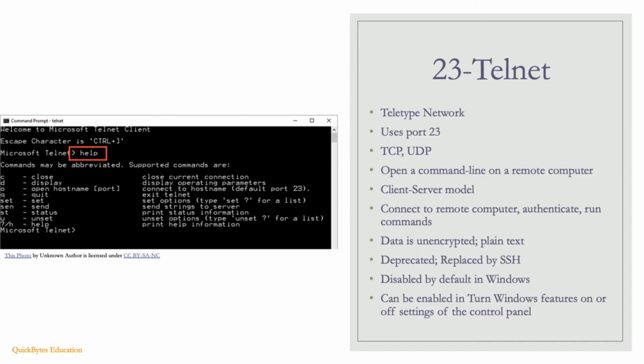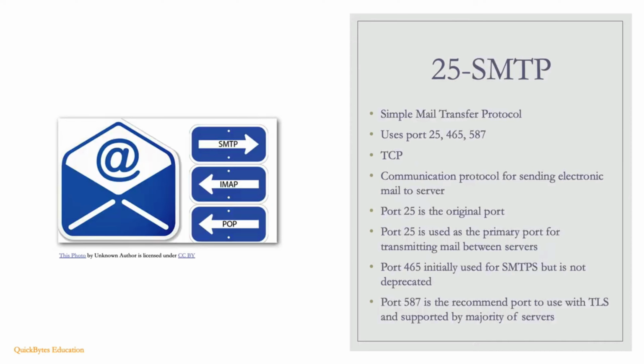Telnet is disabled in Windows by default, but it can be enabled through Turn Windows Features On or Off in Control Panel settings. As a technician, you should be familiar with the basics of email communication. Nearly all users have at least one email account, and many users have multiple accounts from different providers.